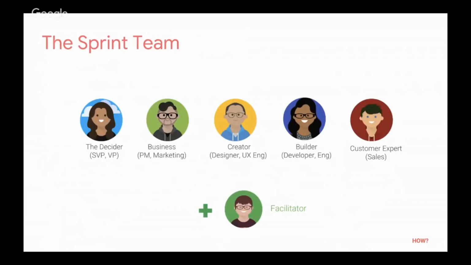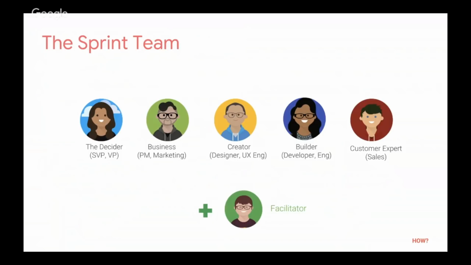In order to have an effective sprint, the most important thing you need is the right sprint team. That consists of quite a few different people that we'll walk through. The first is the decider. That's going to be the SVP, the VP, whoever is going to make the decision on bringing the prototype live at the end of the day.